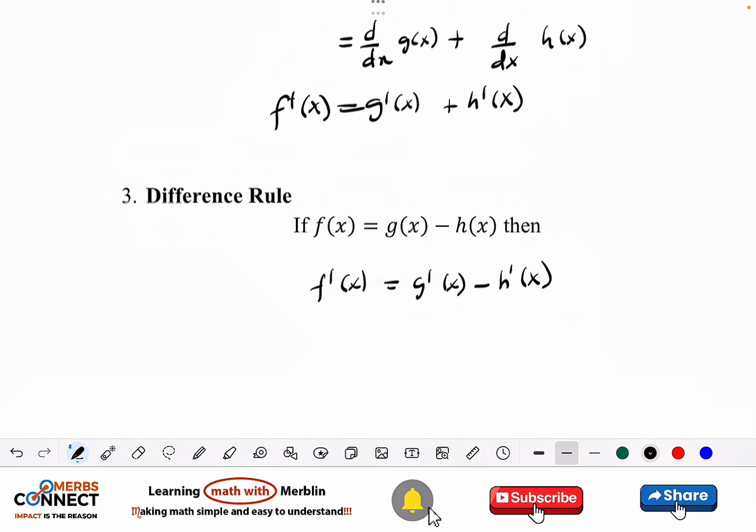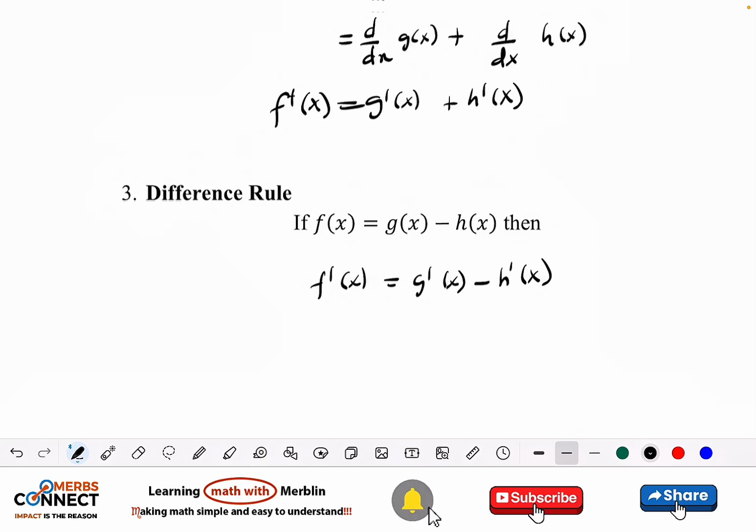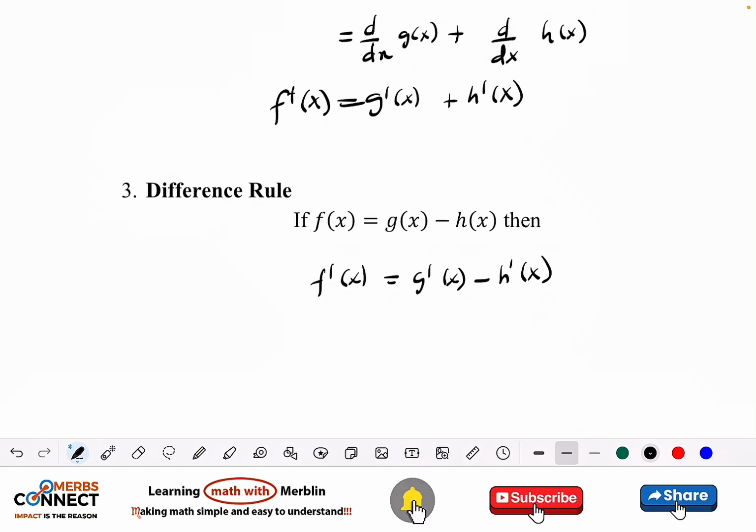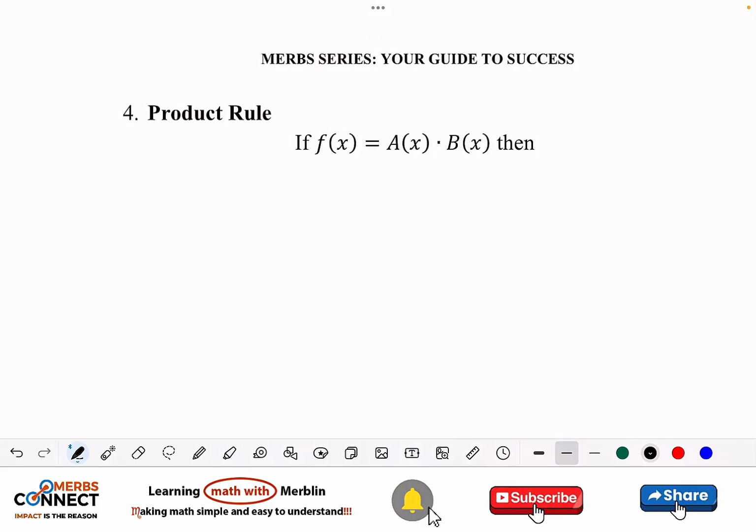So we are going to practice with the rules that we are learning here. And I have a trial question that I'm also going to give out at the end of the video for you to practice. Good. So now we've learned the constant multiple rule, and the sum and difference rule.